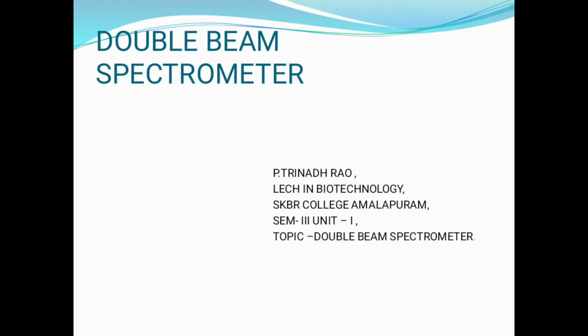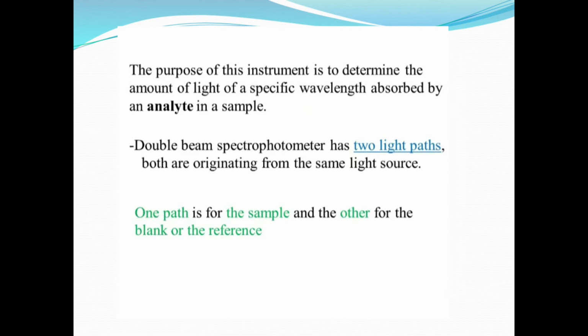In the introduction of double beam spectrophotometry, the purpose of this instrument is to detect the amount of light of a specific wavelength absorbed by an analyte in a sample. The double beam spectrophotometer has two light paths. Both originate from the same light source. One path is for the sample and the other path is for the blank or the reference.